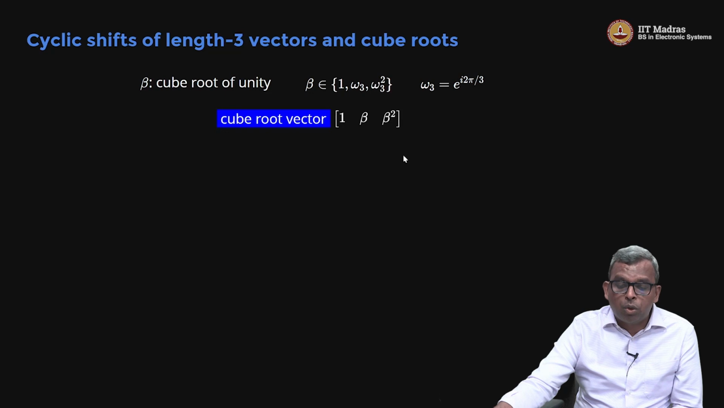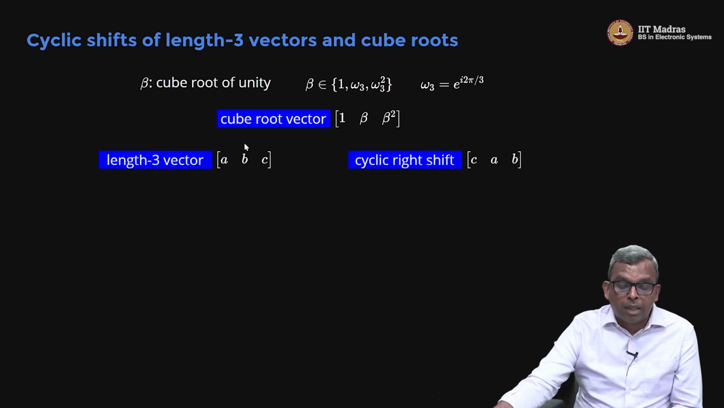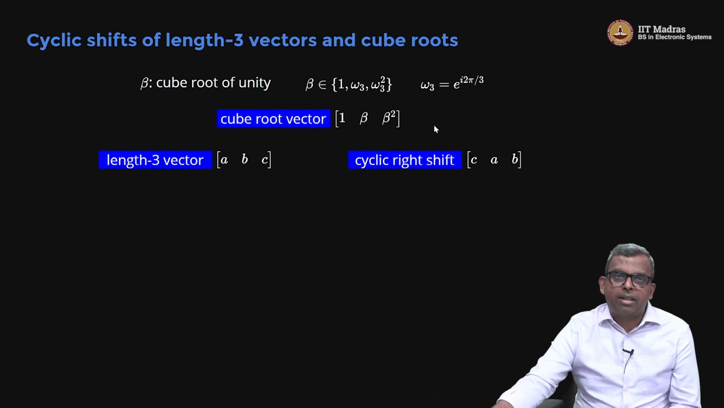Why did I define a cube root vector? Because I'm going to define something with it which is useful in understanding an input vector and its cyclic right shift. So notice, suppose ABC is your input vector. What is the cyclic right shift of ABC? CAB, right? AB goes to the right and then C comes back all the way around to the beginning. CAB.